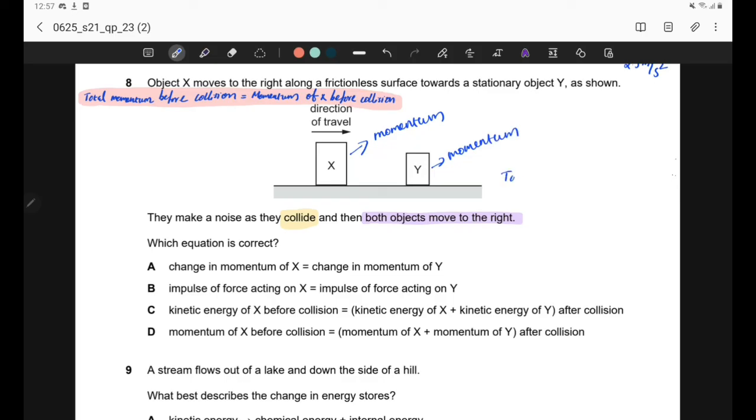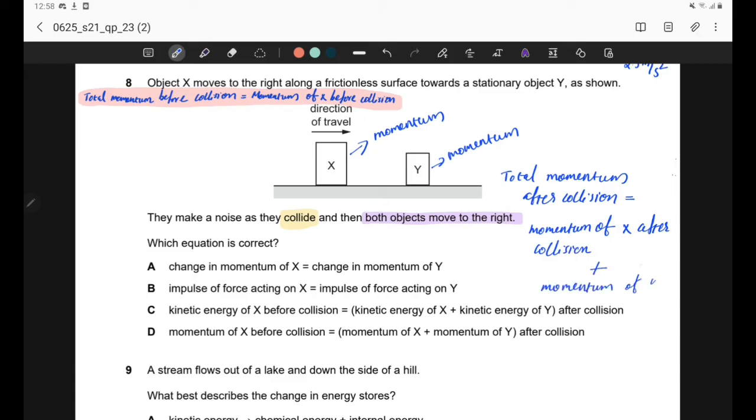So the total momentum after collision is equal to the momentum of X after collision plus the momentum of Y after collision. So this is the total momentum after collision, that is the momentum of X after collision plus the momentum of Y after collision. Likewise we have the total momentum before collision.